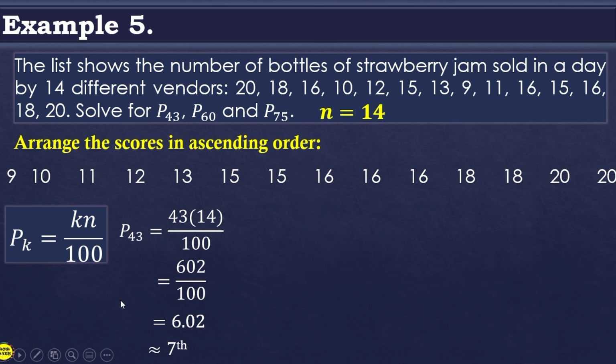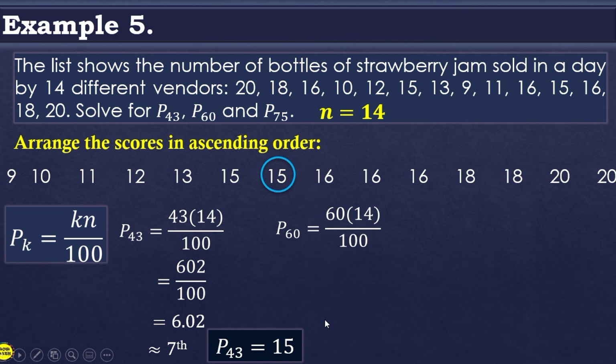Ibig sabihin, yung pang 43rd percentile natin ay matatagpuan natin sa pang 7th data, no? Sa scores. So, bilang tayo, 1, 2, 3, 4, 5, 6, 7. Okay. Ibig sabihin, yung 43rd percentile natin ay equal sa 15. Anong ibig sabihin yan? Anong ibig sabihin nito? Ibig sabihin nito, 43% ng sales distribution fall below 15 bottles.